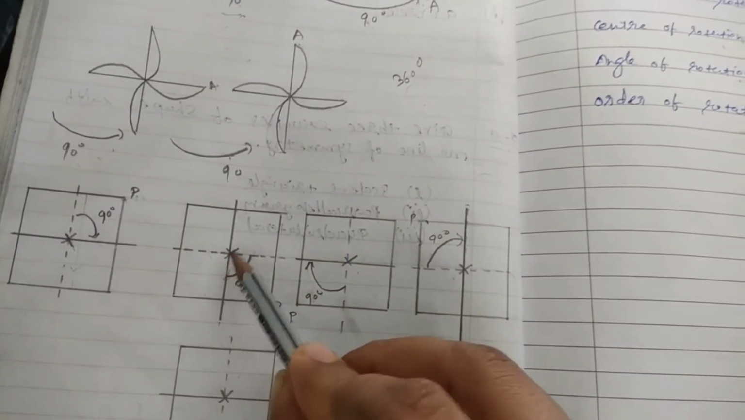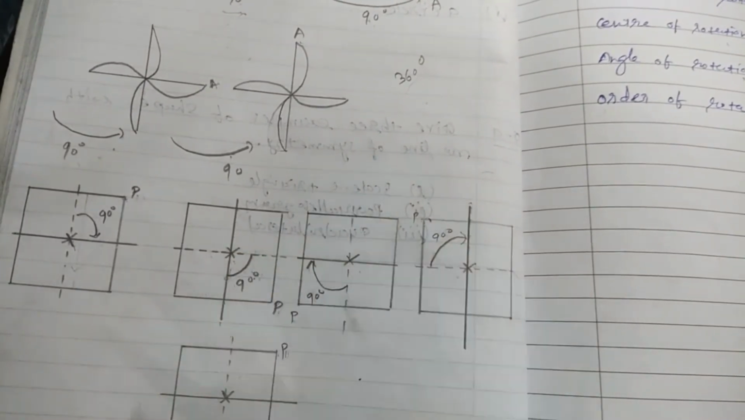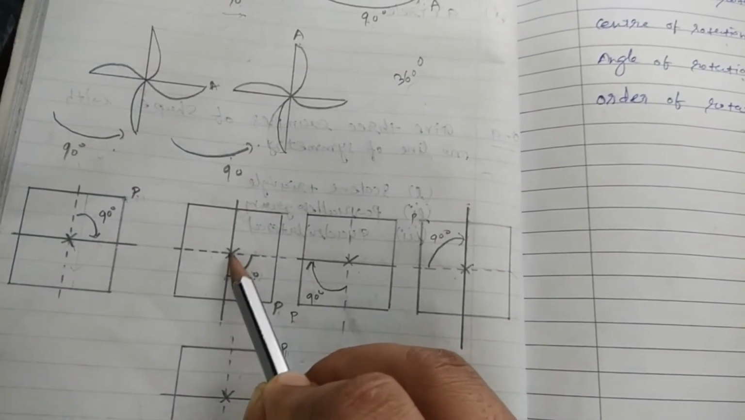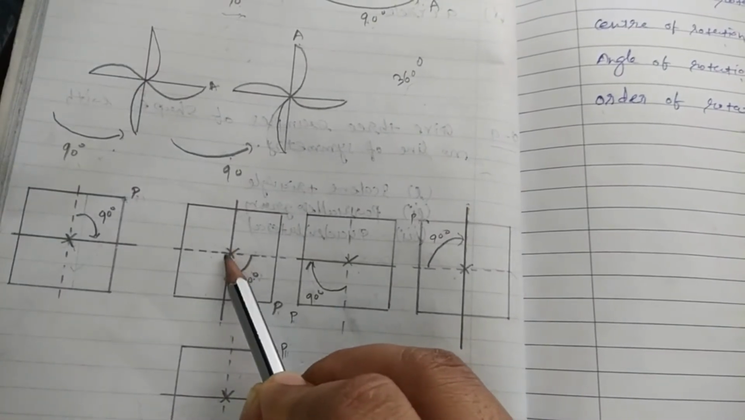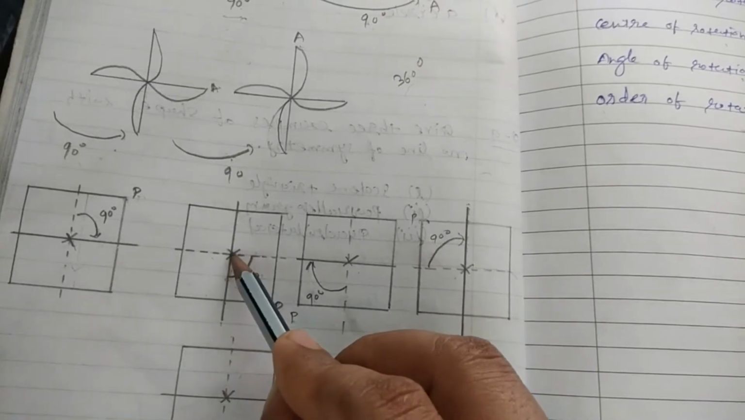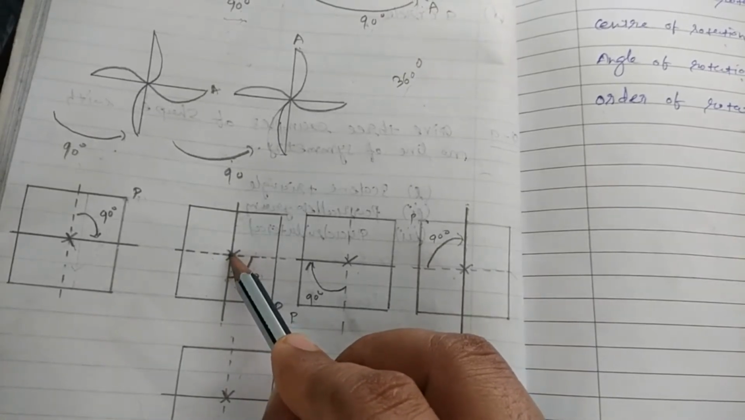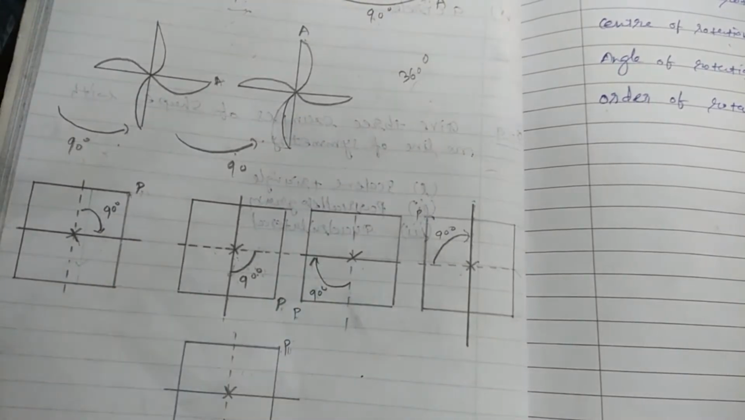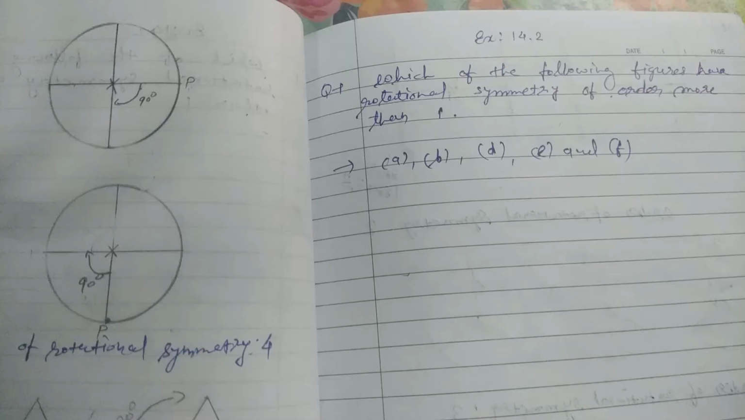Here the center of rotation is this one, this cross sign. In every figure you will see this kind of cross sign. The intersection point of these two line segments, this cross point, is the center of rotation. Angle of rotation for the square is 90 degrees and order is 4.